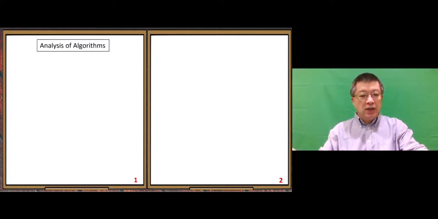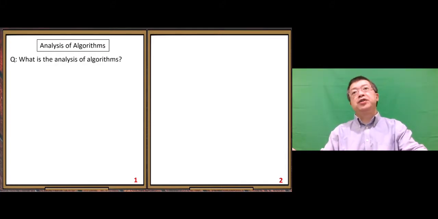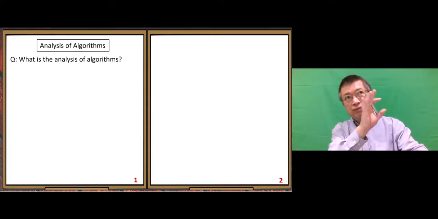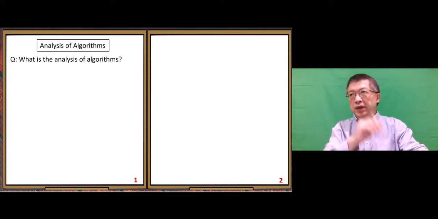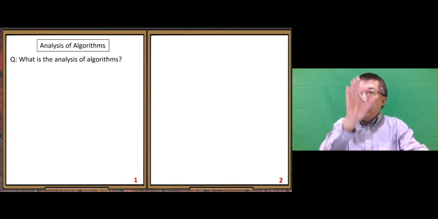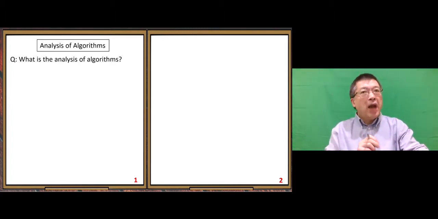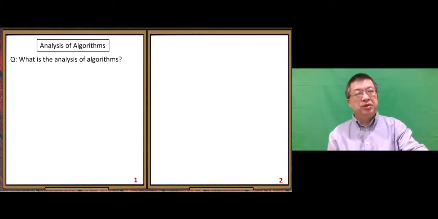First, let's look at this question. What is the analysis of algorithms? We did a little bit before. So we saw how we used counting technique to get the number of comparisons, the number of multiplications, the number of operations to measure the performance of algorithms.